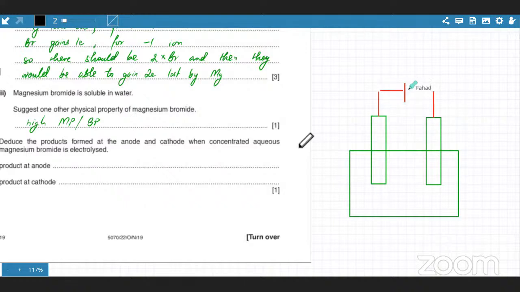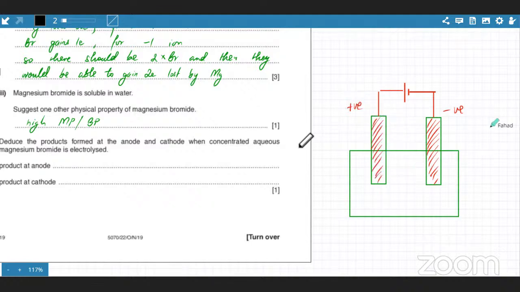So here's your battery in the middle. So we have made the diagram. This side is your cathode. This is your negative side, it's your cathode. And this side is your anode, it's the positive side.